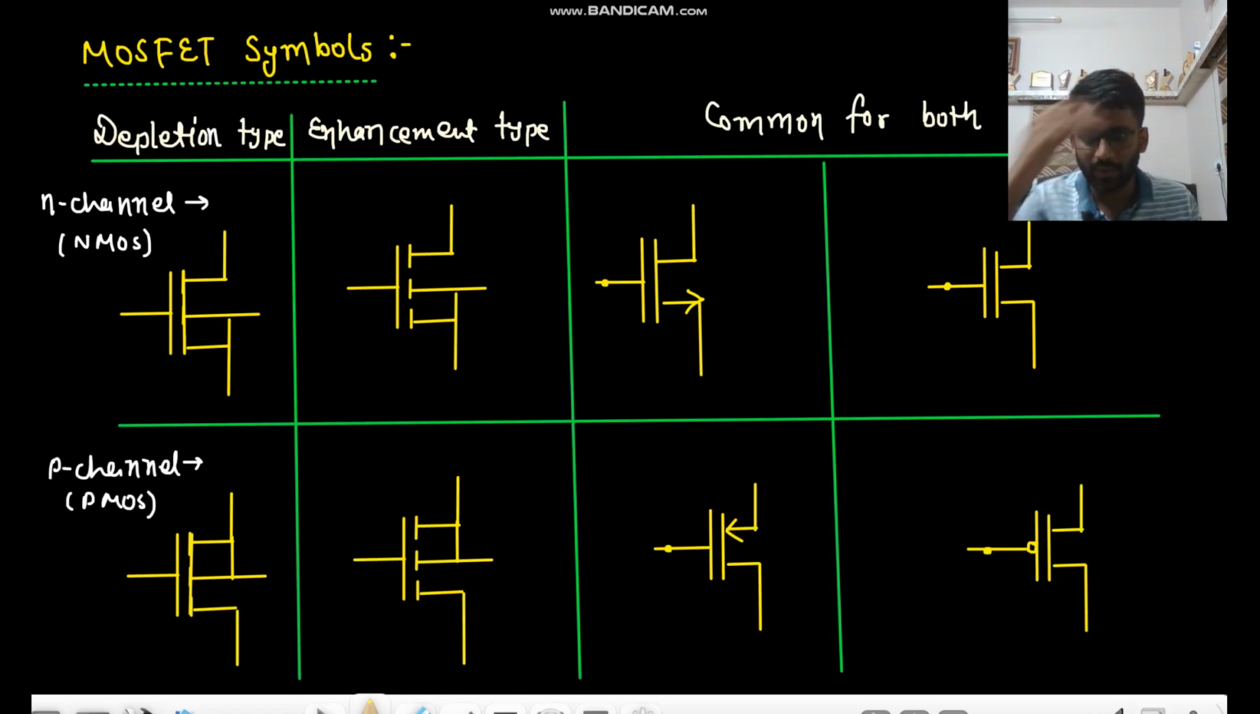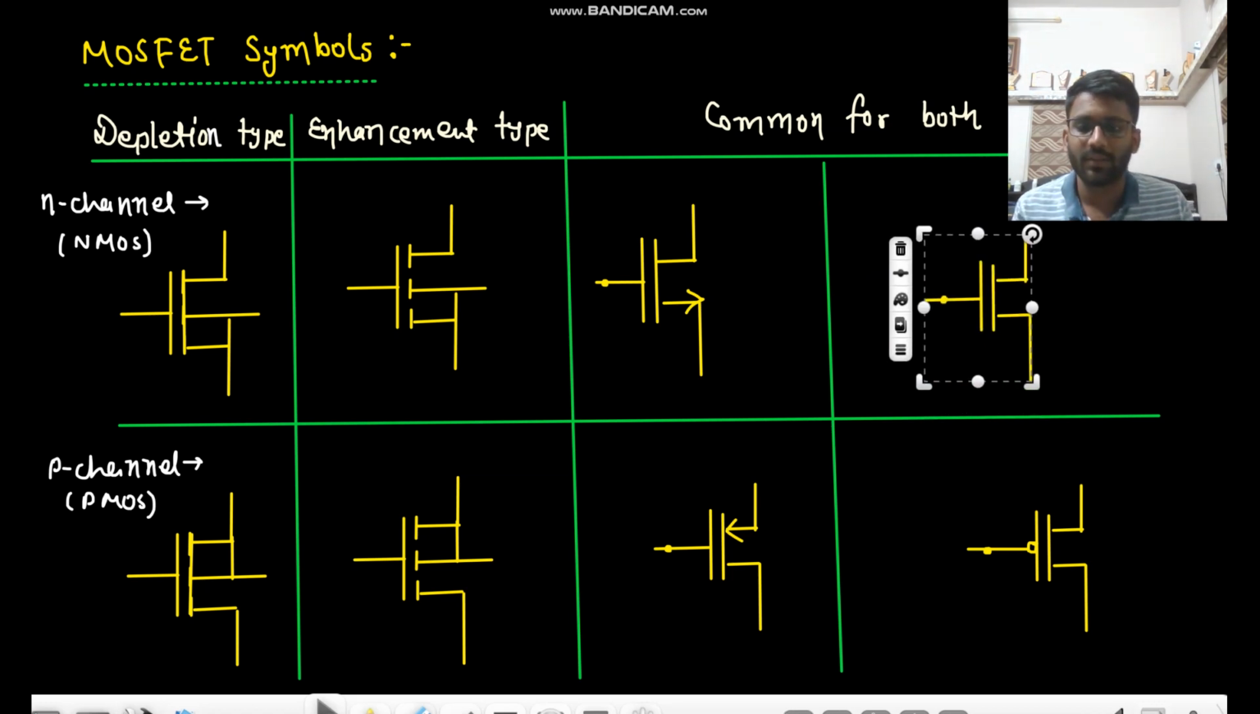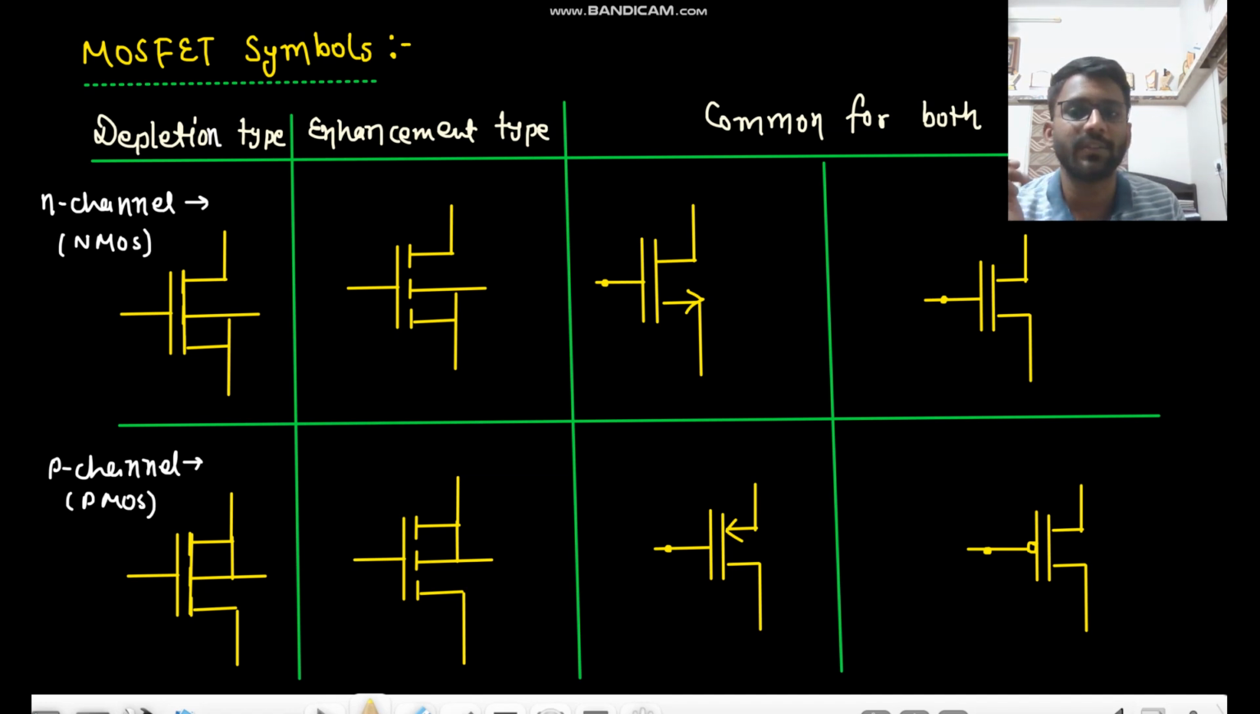Hello everyone. Now we will see the MOSFET symbols. The first symbol is for depletion type, enhancement type, and these are commonly used. So for N channel depletion type, this will be the gate terminal, this will be the drain, this will be the source, and this is the body.